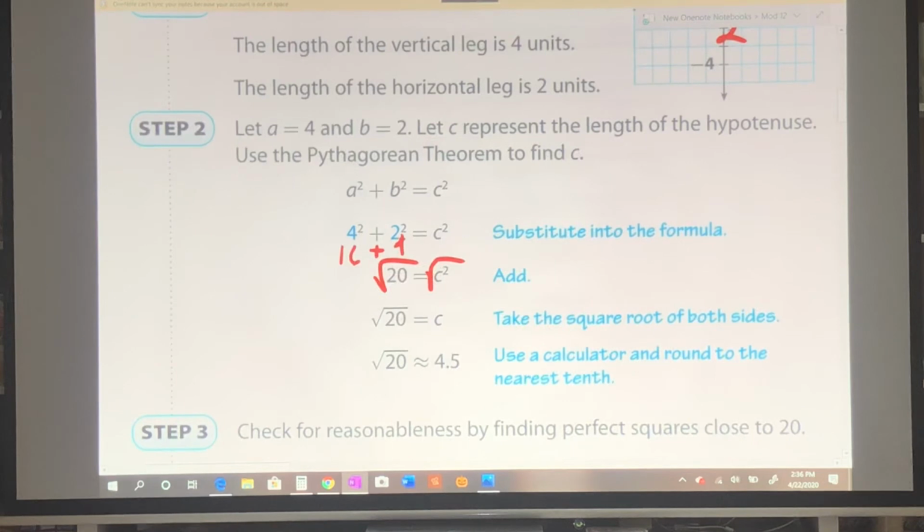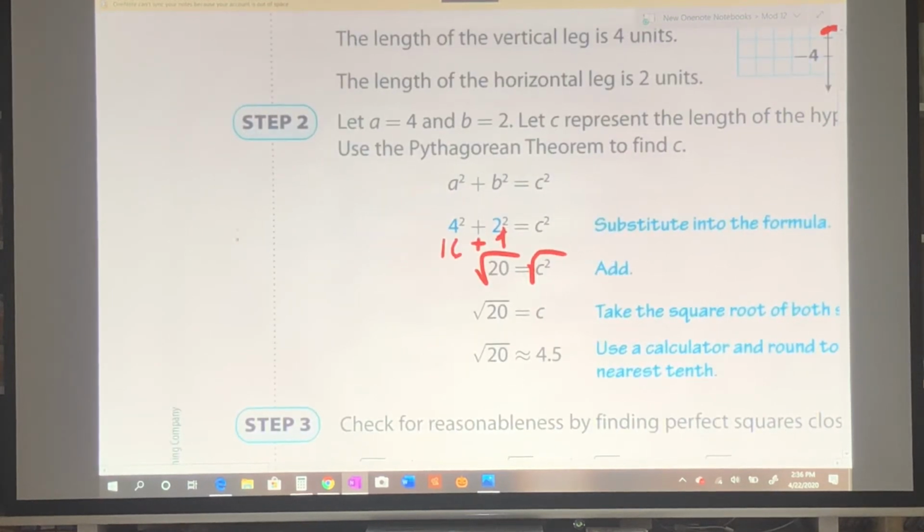Let's do it without a calculator, just for a goof. Okay, square root of 20 is here. I need 2 perfect squares, one here that's less and one here that's more. I look at that and I go, well, either way, because 25 is close, which is 5.